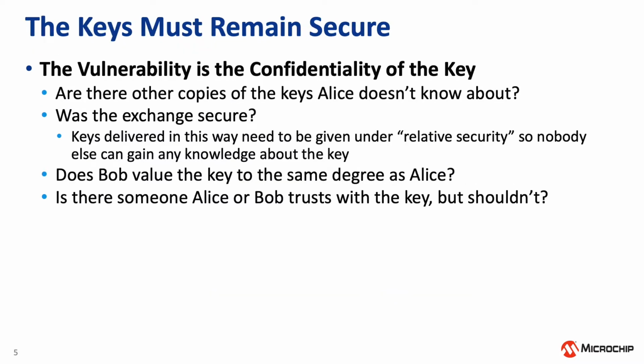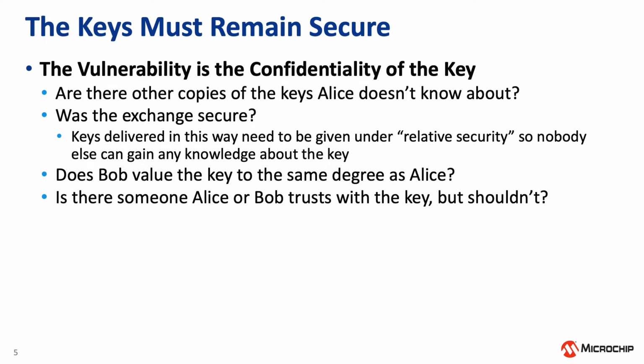The fundamental thing about symmetric key is the keys need to remain secure. This is paramount. The vulnerability of symmetric key is the confidentiality of that key. There's a couple of questions you need to ask. Are there multiple copies of the key? Maybe Alice doesn't know there's multiple copies. Maybe the manufacturer of that lockbox made more than just two copies of that key. That would be awful, right?